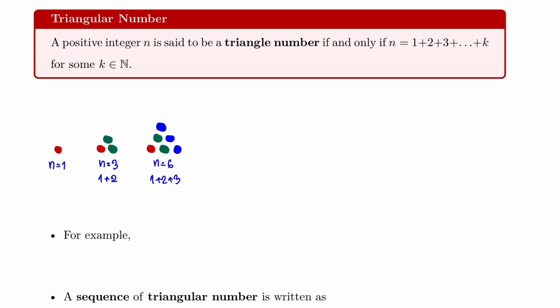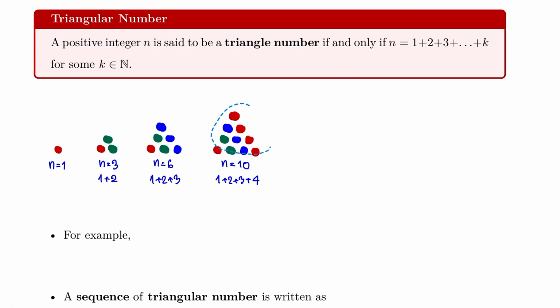And then I add 4 more dots. I will copy these 3 dots, this triangle, and then put 4 more dots here. So you have a rectangle. And what is the total number of dots? It's going to be 10, right? So it's going to be 1 plus 2 plus 3 plus 4.